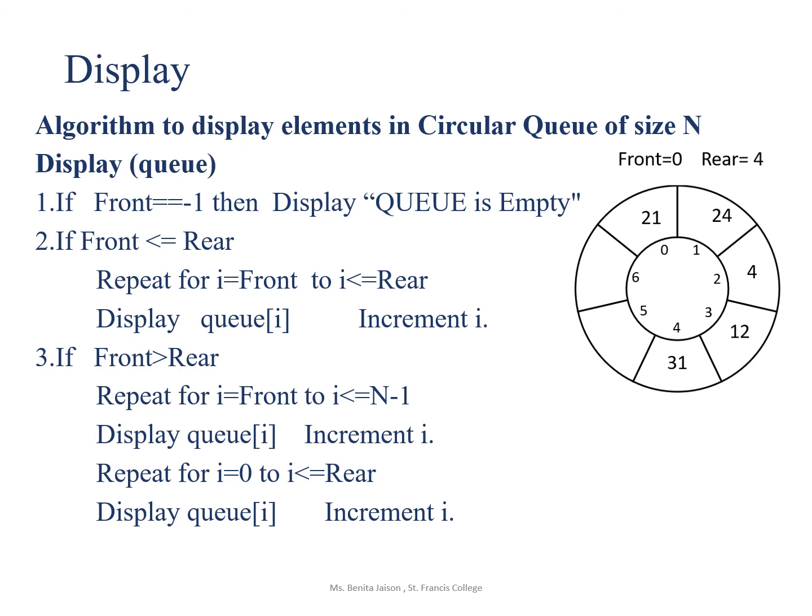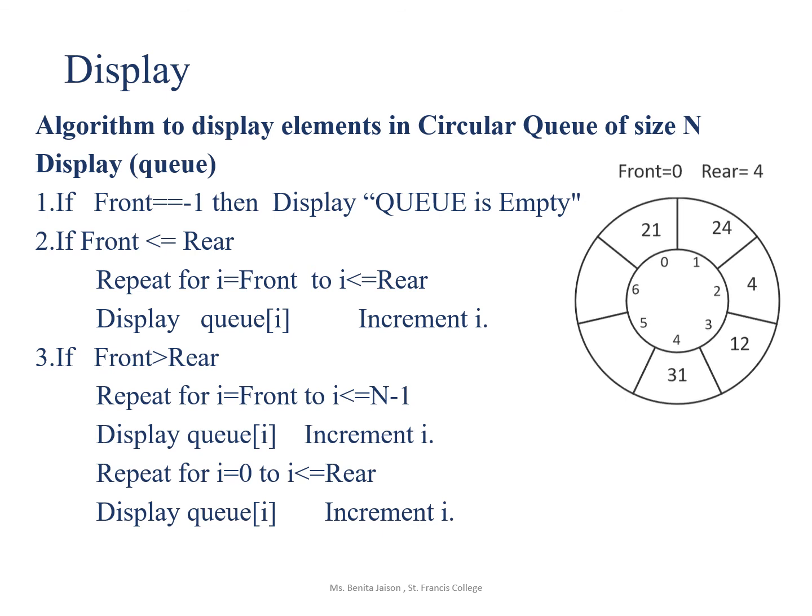One is where the front index will be less than or equal to the rear index, as in the case given in the example. Here, the front index is pointing to 0 and the rear is pointing to 4. So, in this example, the front index is lesser than the rear index. In such a case, we just need to use a for loop to iterate and display all the elements right from the front pointer to the element which is pointed to by the rear index.